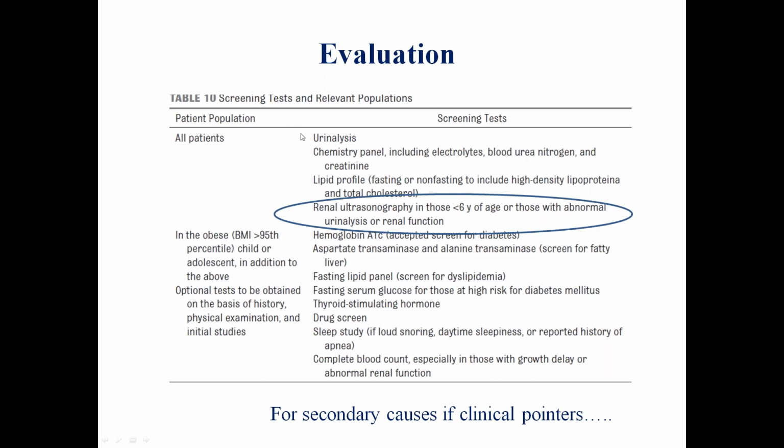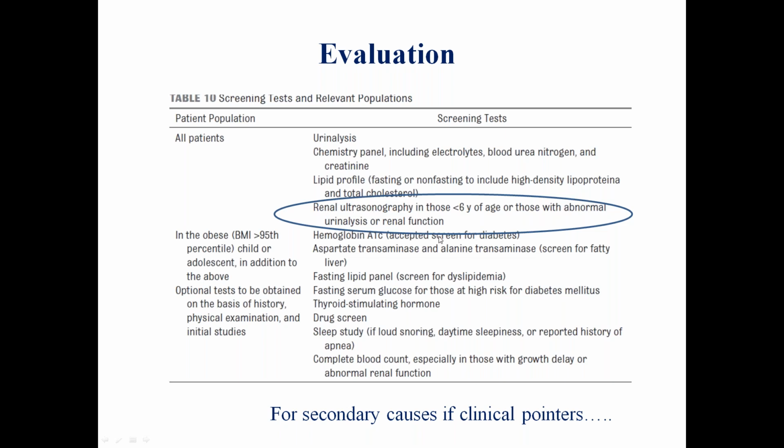So all patients who have hypertension should undergo a urinalysis, not just for protein and sugar, but also microscopy to look at any RBCs or WBCs, whether the child is a case of acute glomerulonephritis or having stones, etc. So this can be detected with the help of a urinalysis. Then a chemistry panel would include your electrolytes, KFT, etc. A fasting lipid profile should also be done, especially for patients who are obese or overweight.